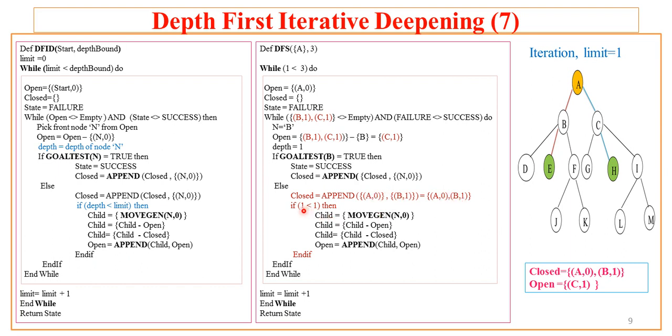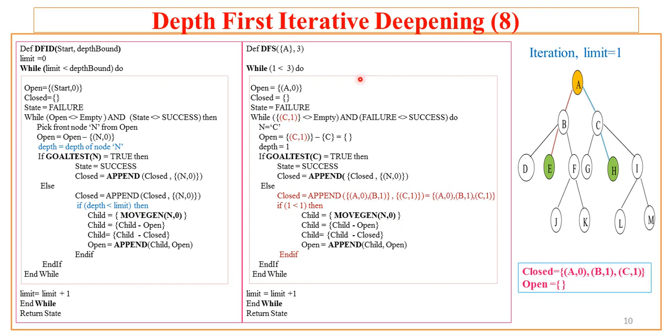Now it checks whether the depth of the current node which is B, 1, is less than limit which is also 1. No. So it will not get into if part. So it will not call moveGen for B. I think you understood this. So with this, close is having A and B and open is C. So with this new open, it will iterate the inner while loop. Let us see this. So here C is the node present in the open.